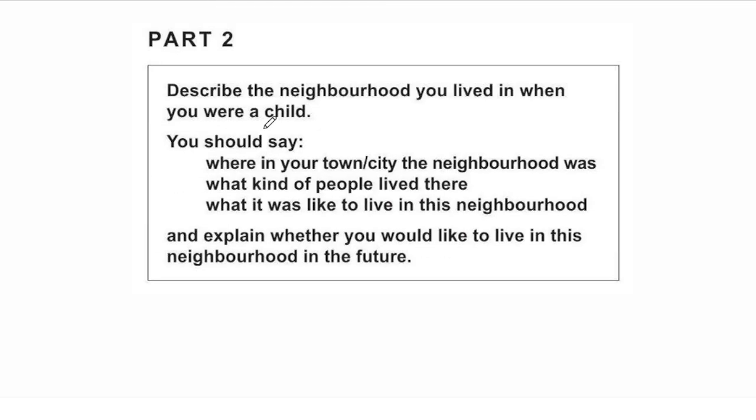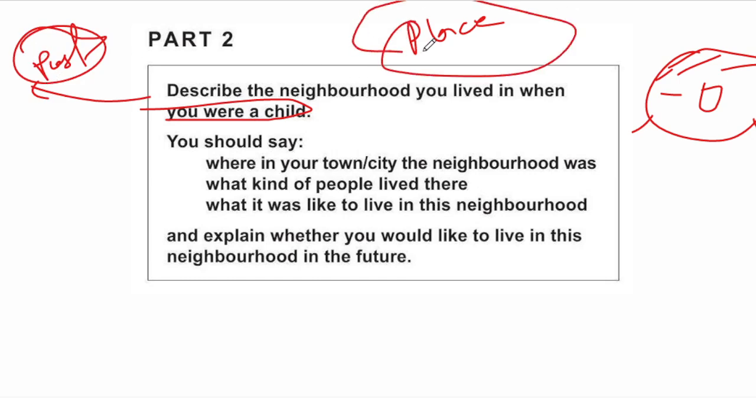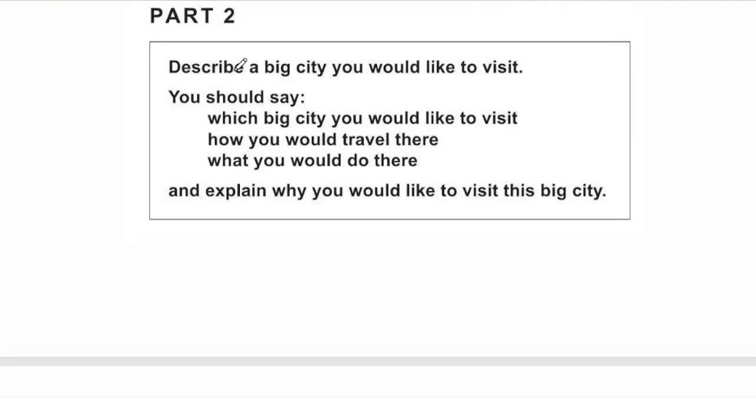And then: describe the neighborhood. Neighborhood means the place you live in, the area around, right? That is your neighborhood. First, say you live here, and the place around you is your neighborhood. It's a place. So describe a neighborhood you lived in when you were a child. So they're talking about the past. You need to talk about the past where you lived. But ultimately, you're talking about the place, your neighborhood. Place. 3P. And then: describe a big city you would like to visit. Again, place.